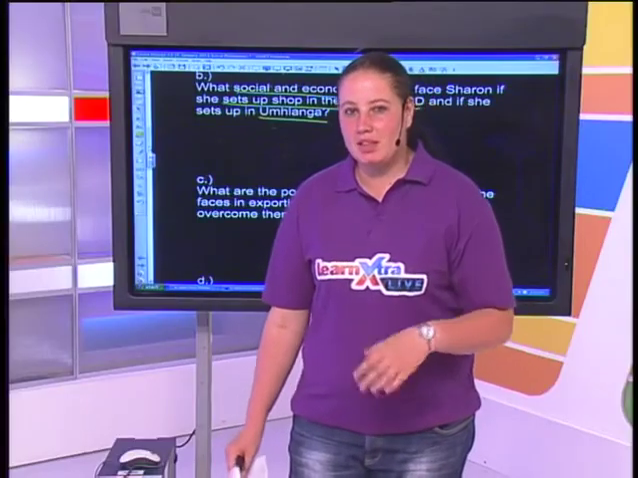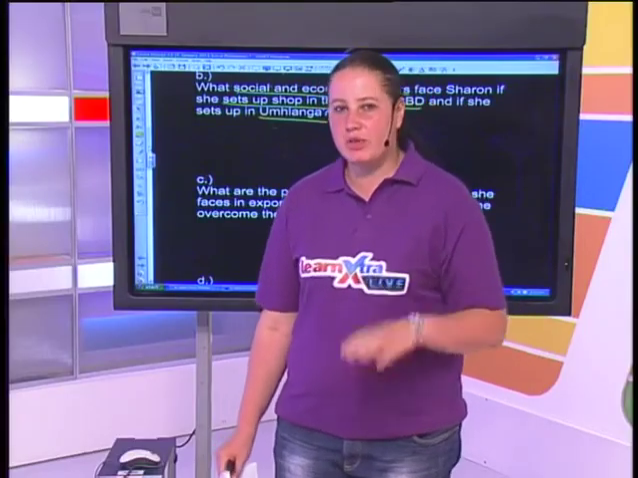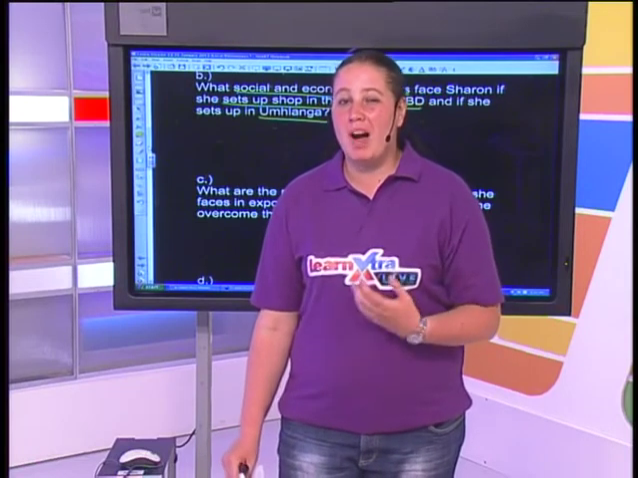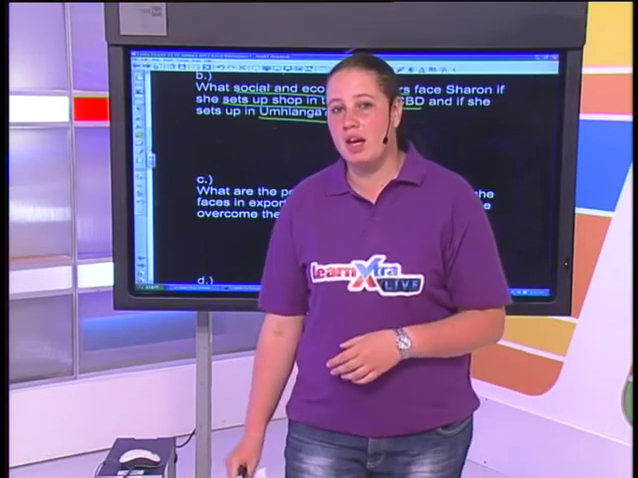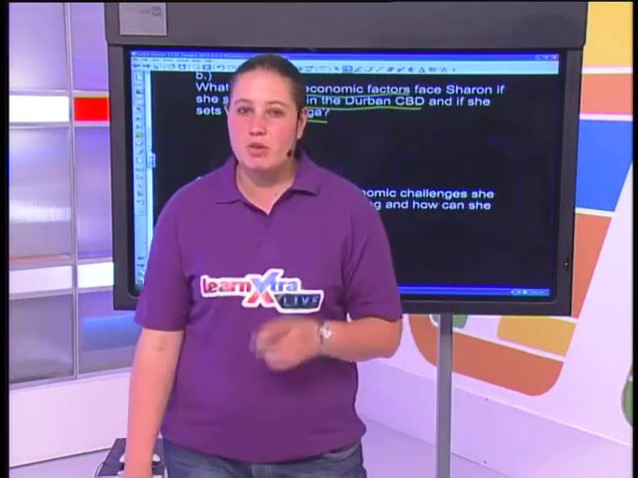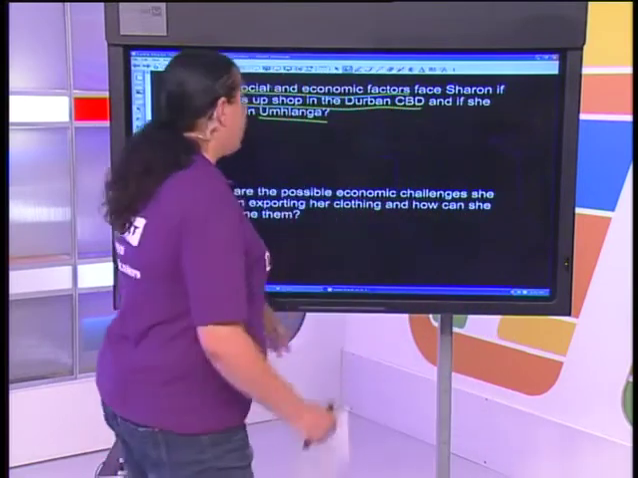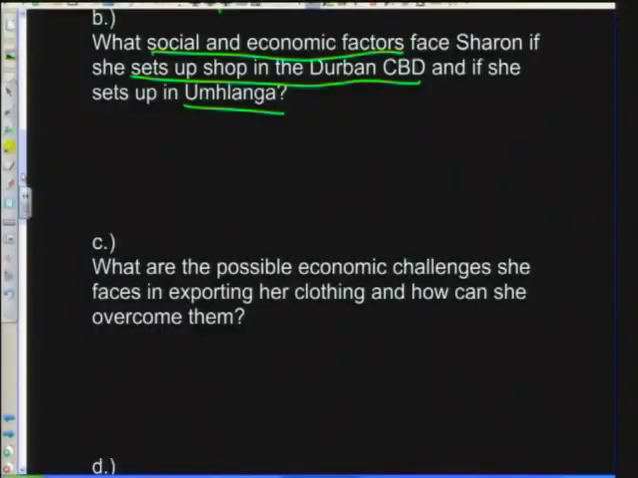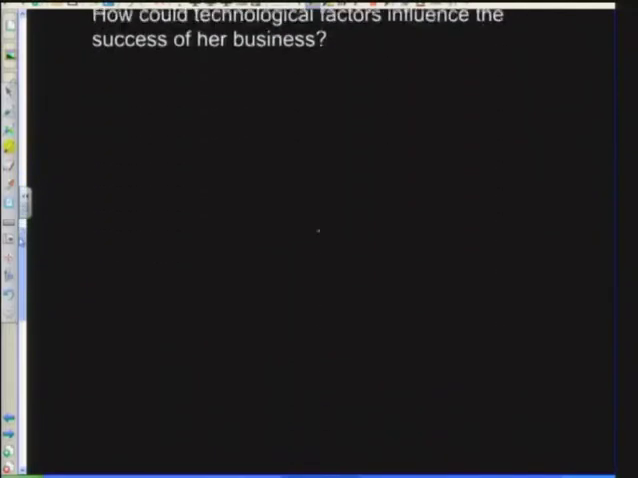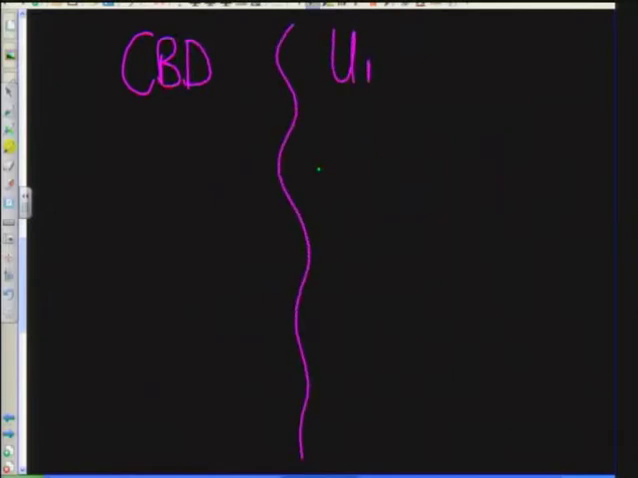Remember, we read that big case study with lots of information you highlighted. We did the first question where we looked at reasons why she could have been retrenched. I want to go to the next part now. And just to jog your memory, and also remember, I told you to think about this while we were gone. The question was, what social and economic factors face Sharon if she sets up a shop in the Durban CBD and if she sets up in Umhlanga? Now, I want a little bit more space to do this with you. So, what would she face in the CBD compared to setting it up in Umhlanga?